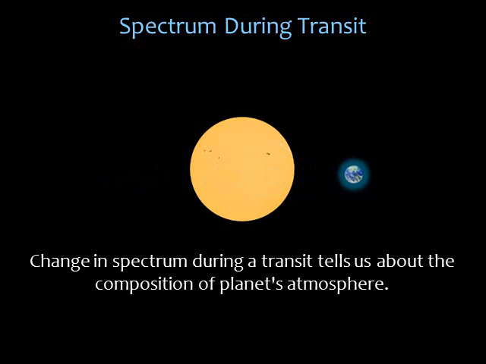We can also measure the system in the infrared when the planet and the star are both visible, and then measure the system when the planet is behind the star. If we look at the difference, we can get an idea of the planet's temperature.